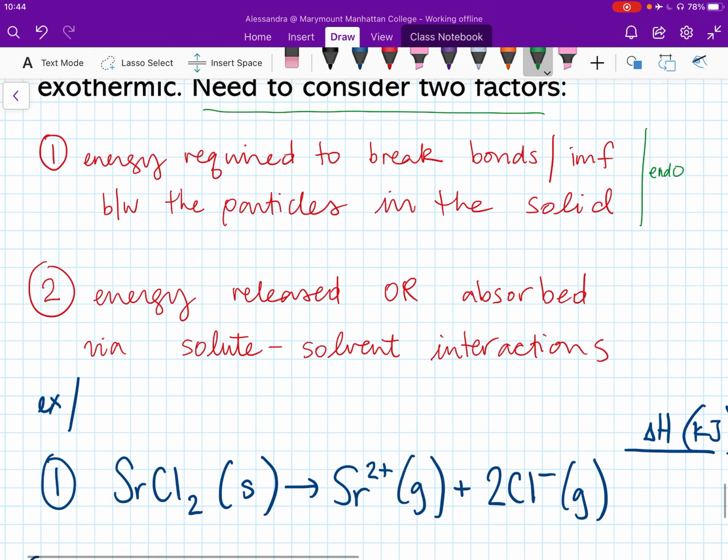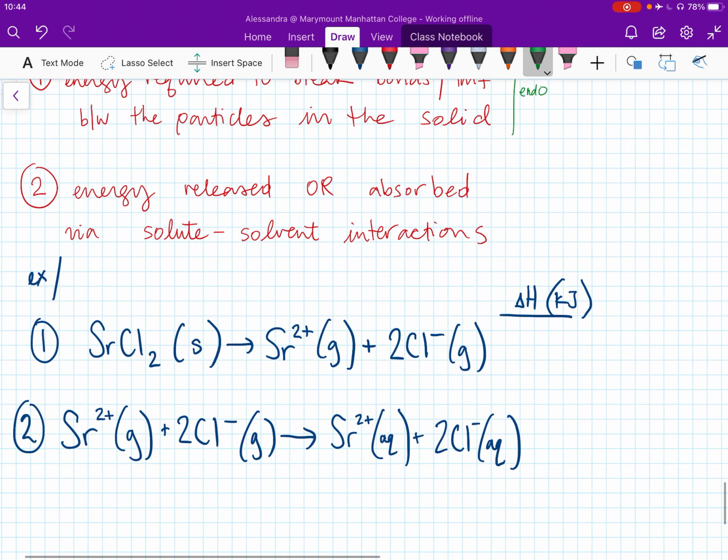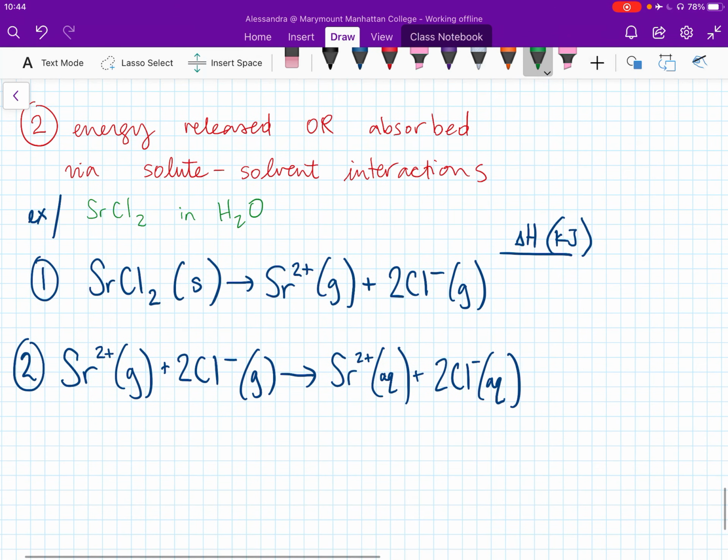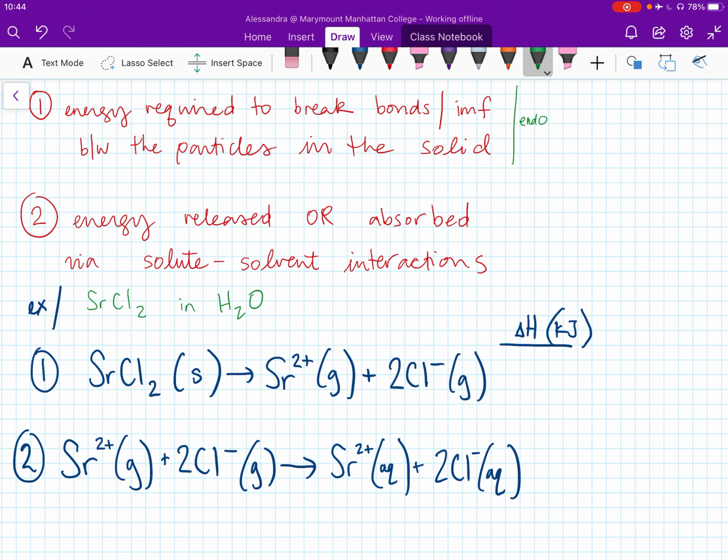So let me give you an example. Let's take the salt strontium chloride, and think about dissolving strontium chloride in water. Let's consider factor number one, the energy required to break the bonds in strontium chloride. We start out with strontium chloride solid, and we want to rip the strontium and chloride ions apart from each other to make gaseous ions. This might ring a bell to you.